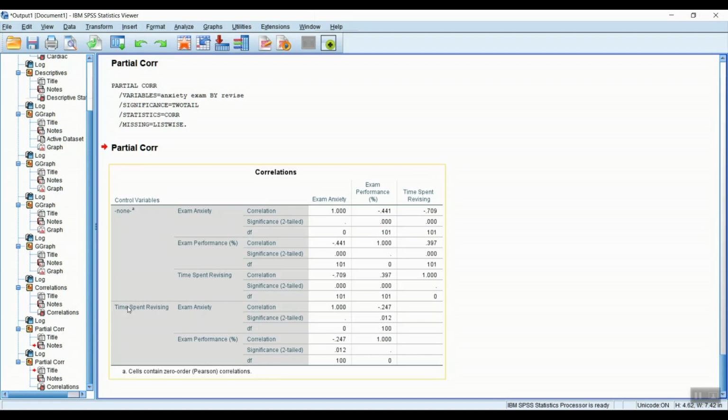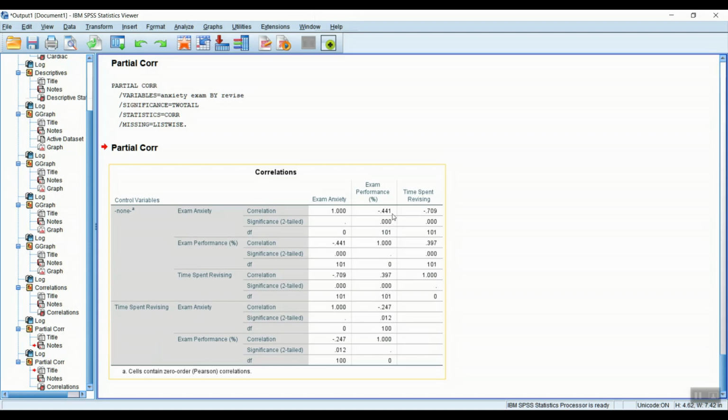So you'll see that the top part of the table is very similar to the previous table that we looked at. It says control variables, none. And we can see exactly the same correlation. The correlation between anxiety and exam performance is negative 0.441. However, below the line, it shows you time spent revising. So again, we look at the relationship between exam anxiety and performance. And this time it is negative 0.247.